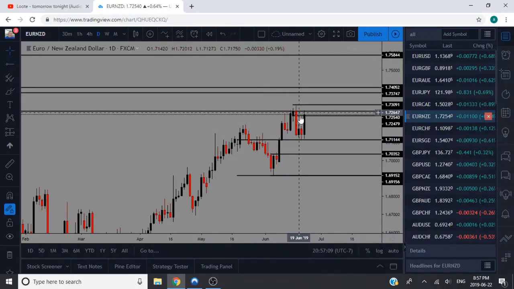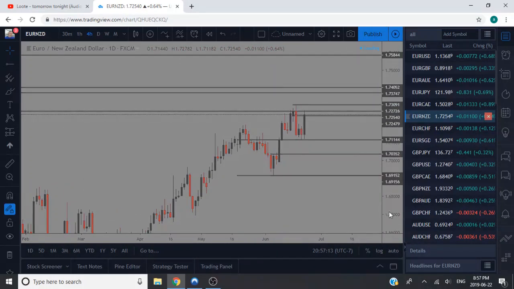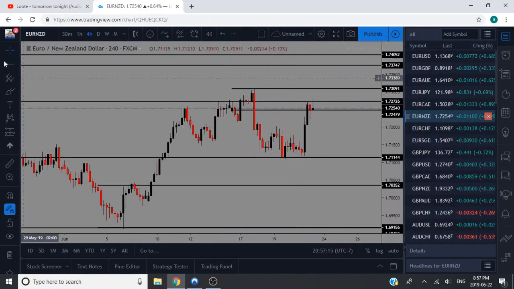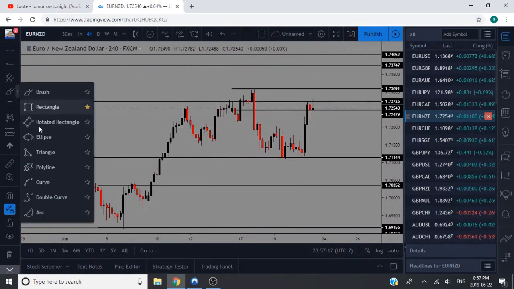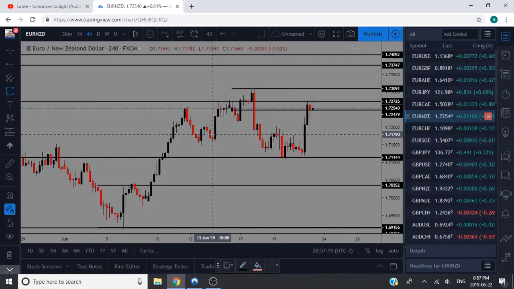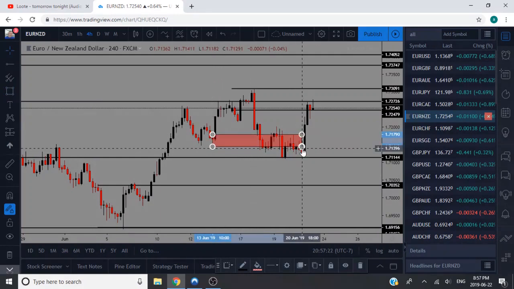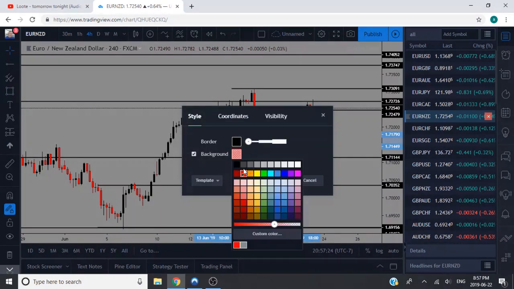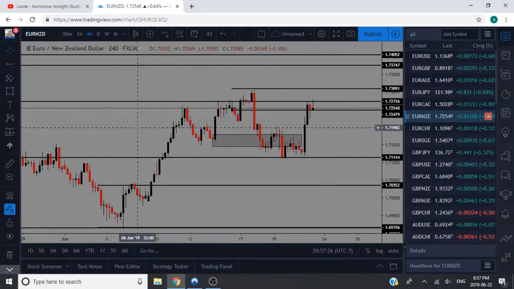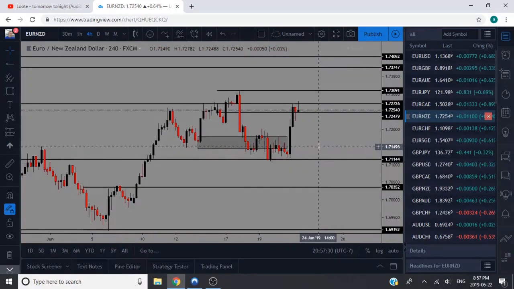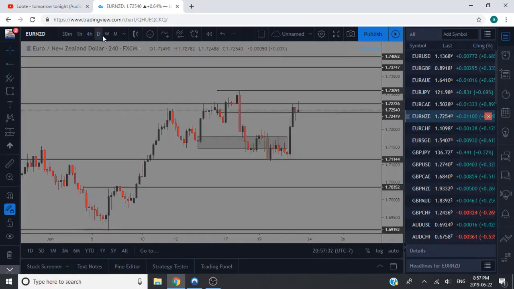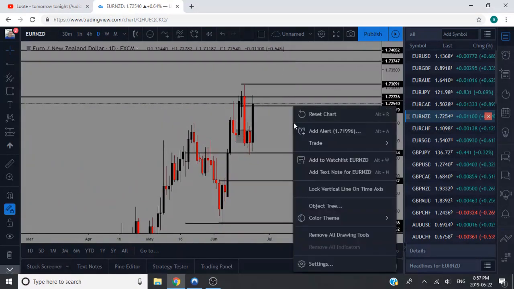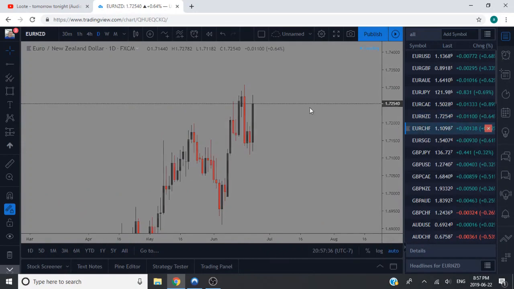So we touched it, came down. I was trying to buy back into this daily demand on the 4 hour, and I was trying to buy this zone right here. Switch it to black. That's what I was trying to buy. I got stopped out of it. It's all good. But that would be it for the daily. Let's just remove everything and keep going on.